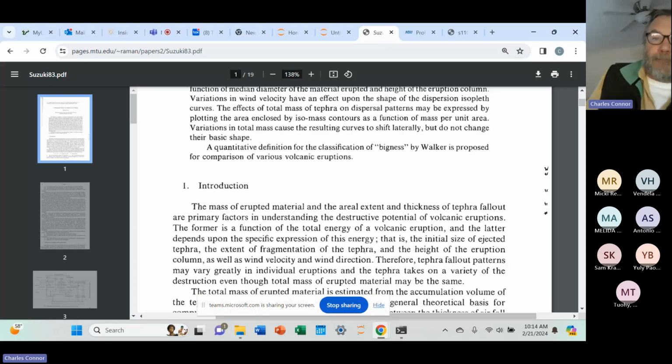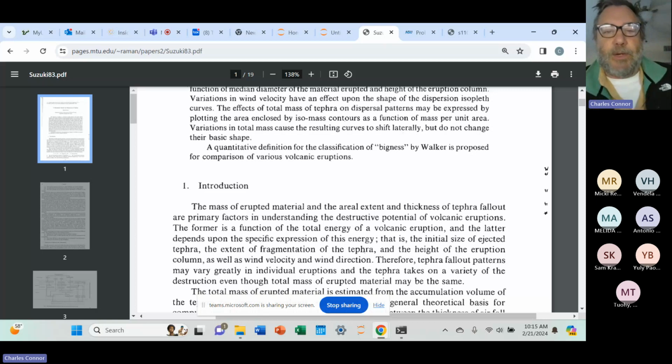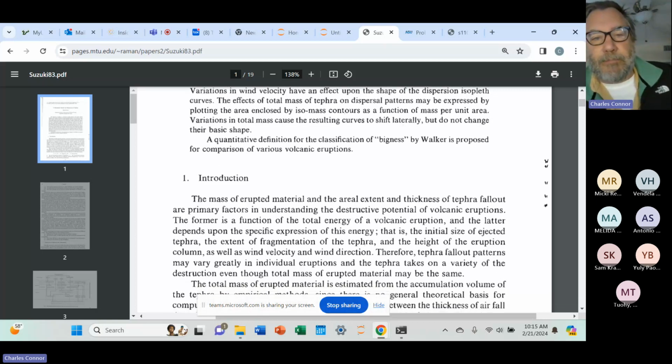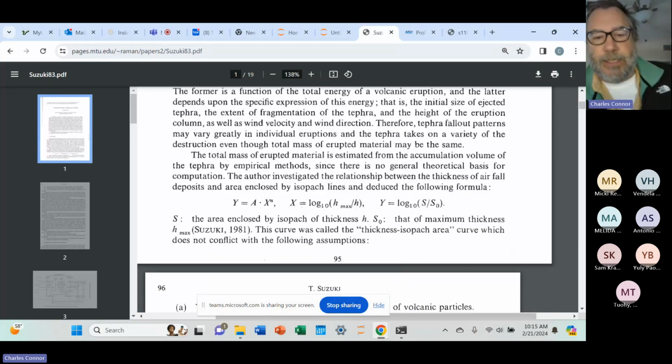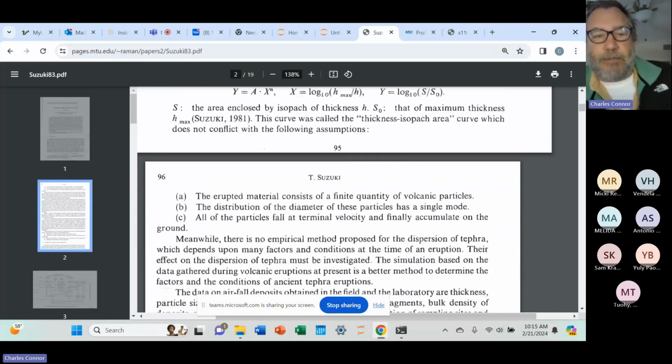Walker took a sedimentological approach to understanding volcanoes and pyroclasts associated with volcanoes. And so he started classifying eruptions in terms of the fragmentation of the eruption, the area covered by the Tephra blanket, and so on. And Suzuki basically came up with the idea that he could use the advection diffusion equation to get a different angle on that kind of problem.